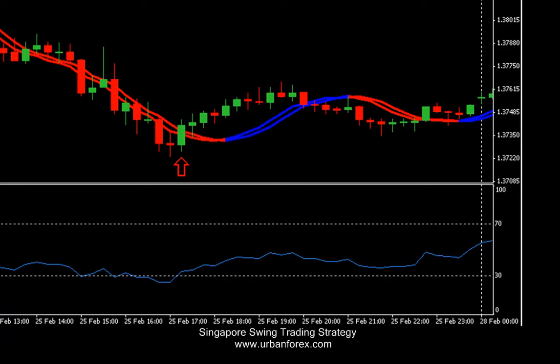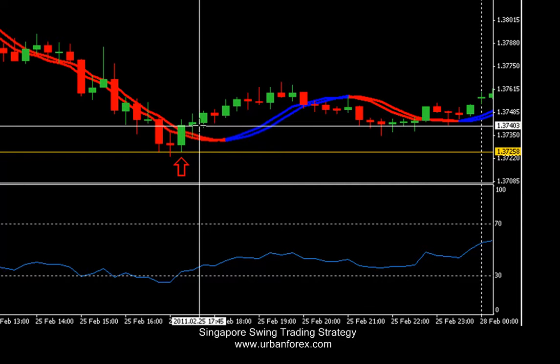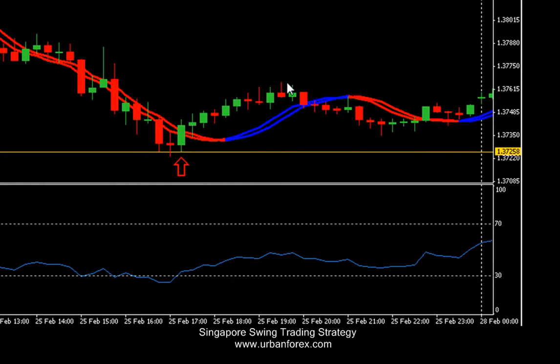You can keep your stops at the swing low of your previous candle, which is right there, and that would give you a stop of 15 pips, and your total maximum potential on this particular trade was 24 pips.